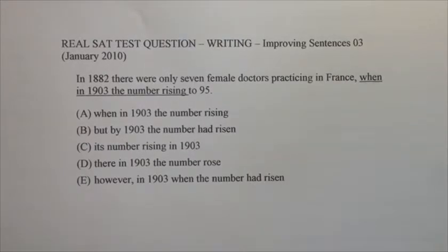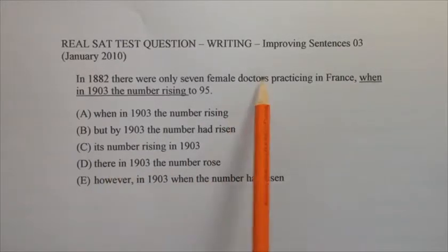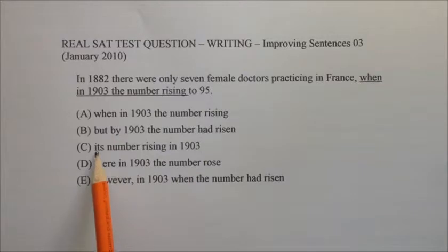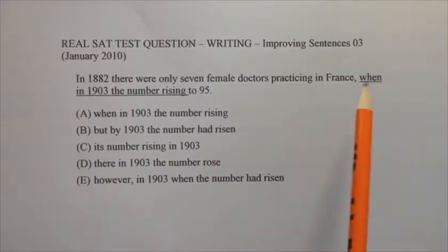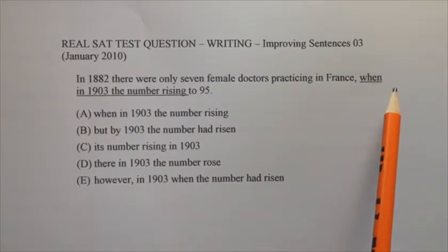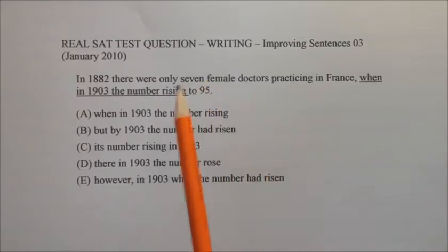Okay. D, there in 1903, the number rose. There is not a conjunction that can link 2 clauses. If you had said, "but in 1903, the number rose," then maybe. But there is not a conjunction. It becomes a run-on sentence with 1 verb, 2 verbs.